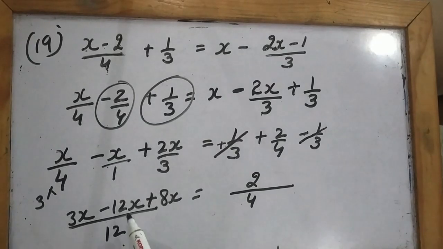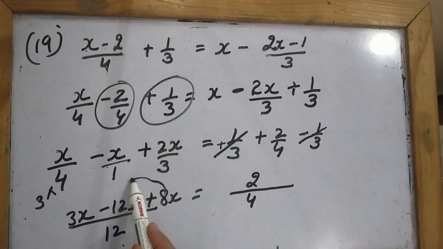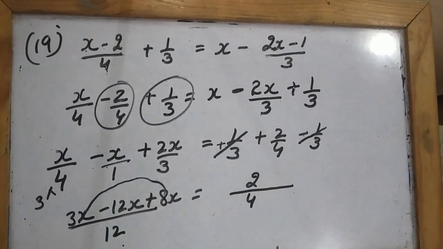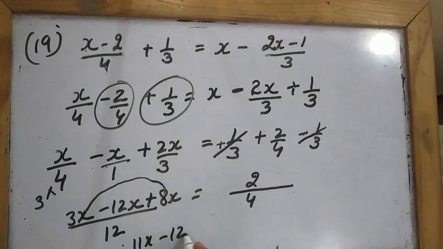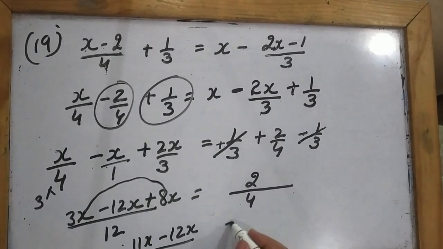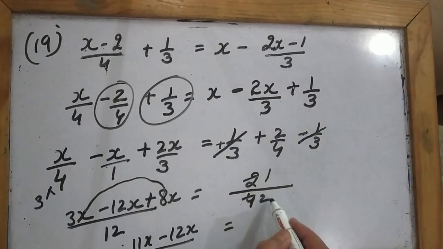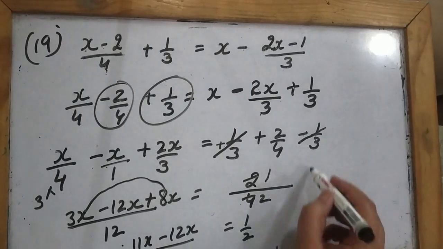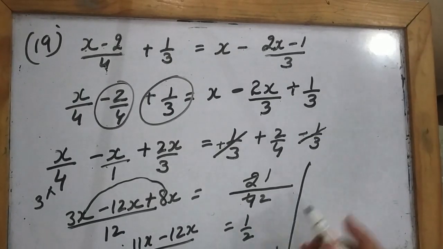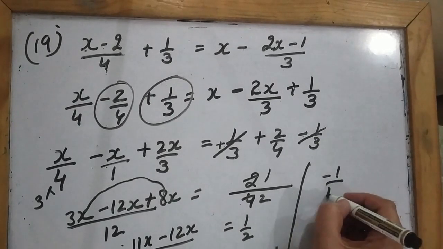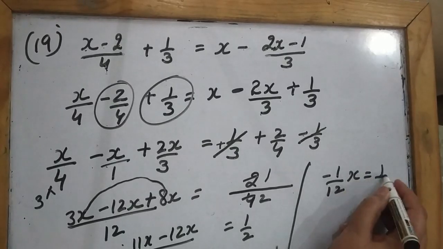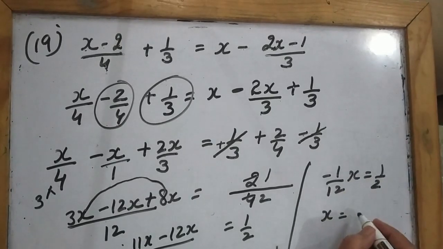Okay, now you solve this. This is positive, so both will be added. 8 plus 3, 11. So 11x minus 12x upon 12, and here you have 2 ones are 2 half. Now 11x minus 12x is minus 1 upon 12x is equal to half, and x will be half.